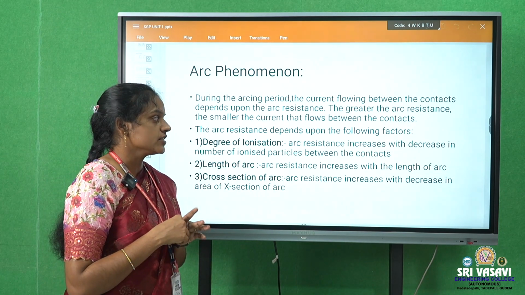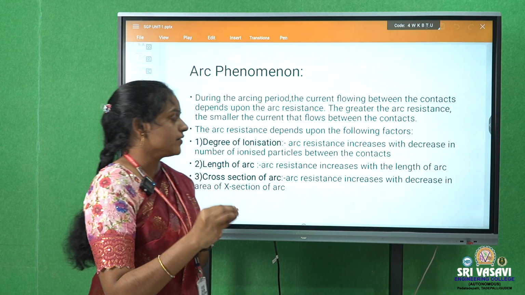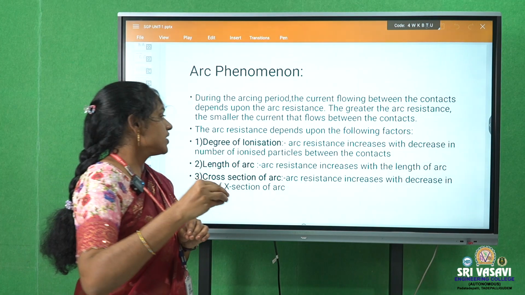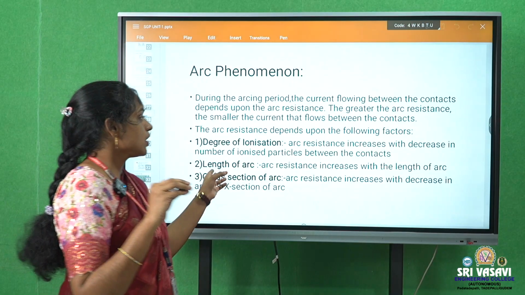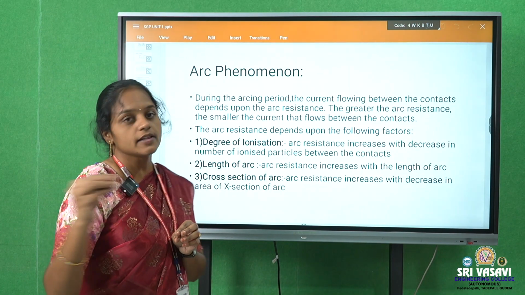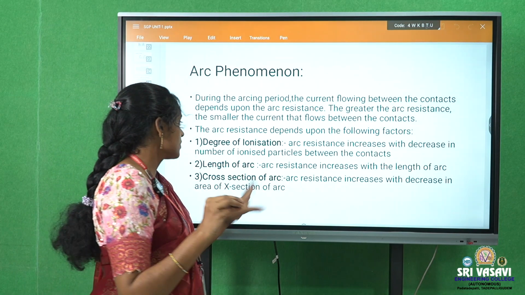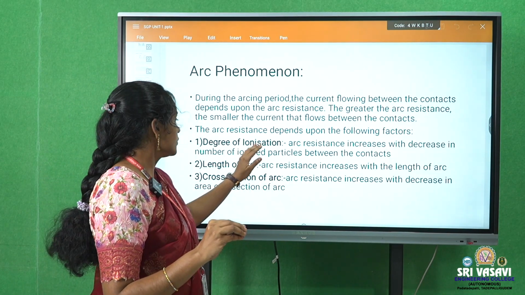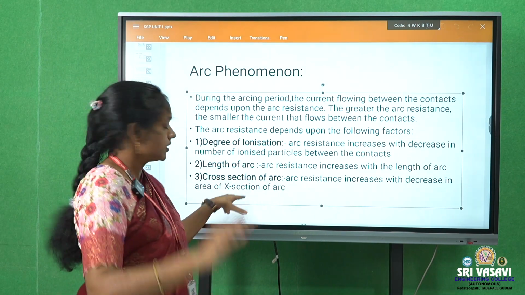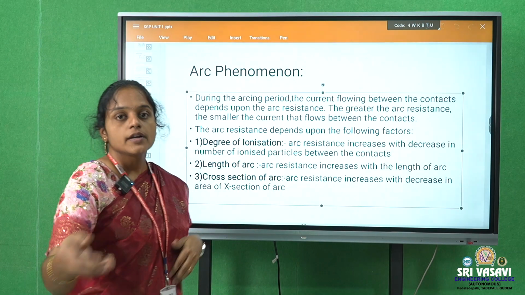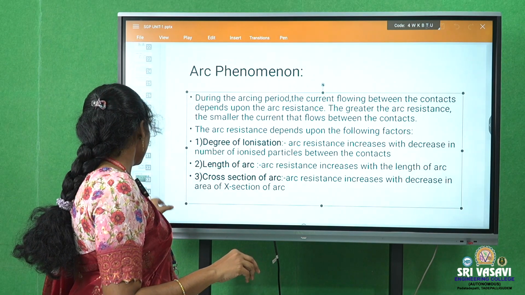Degree of ionization: the resistance increases with decrease in the number of ionized particles between the contacts. Length of the arc: arc resistance increases with the length of the arc. And cross section of the arc: arc resistance increases with the area of cross section of the arc. So degree of ionization is inversely proportional to the ionized particles, length of the arc is directly proportional to the resistance, and cross section of the arc is also directly proportional to the resistance. So these are three factors affecting the arc.